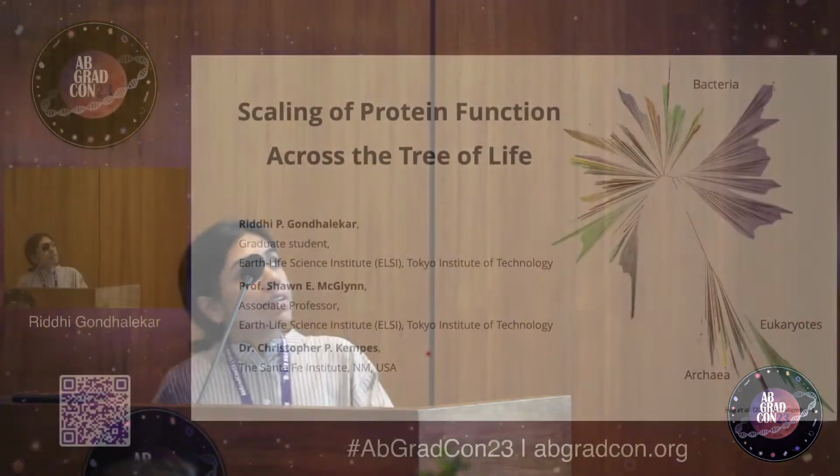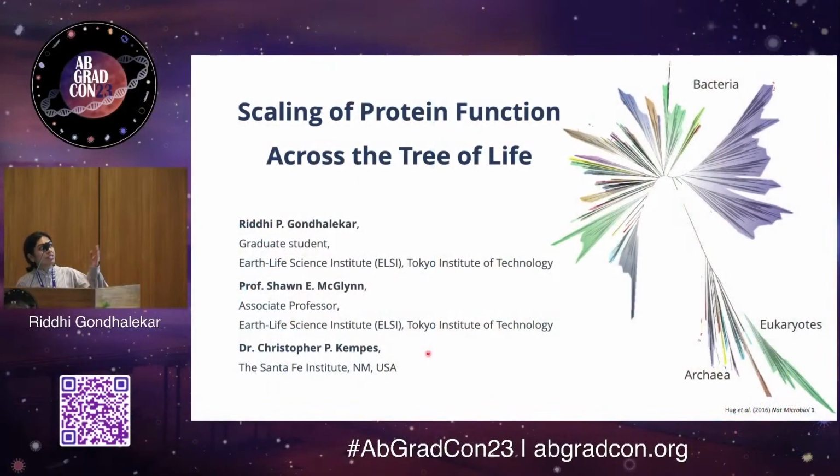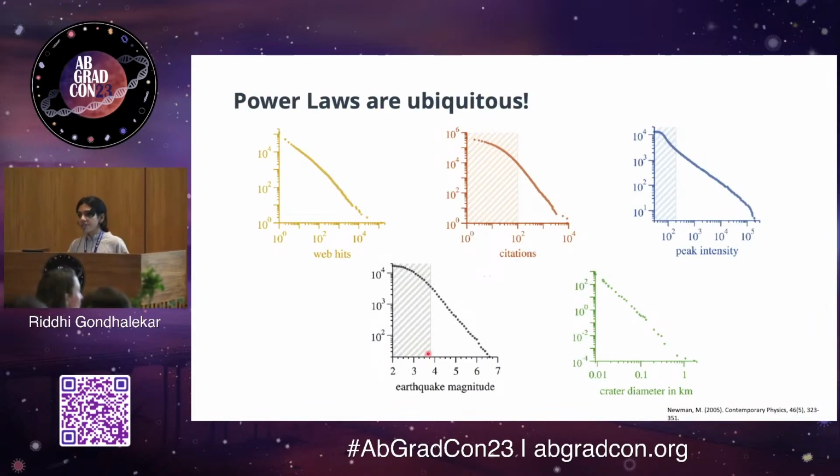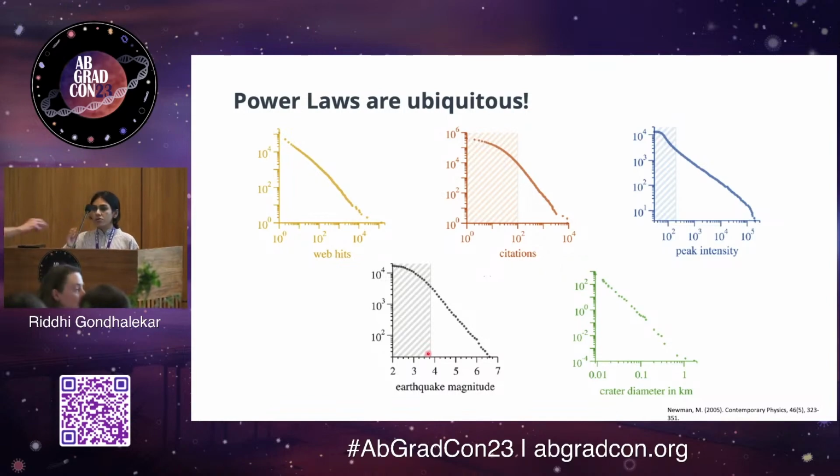In our study, we have tried to understand scaling of protein function across the tree of life and the mechanisms that might have led to the species diversity on the tree of life right here. So we study scaling using power laws, and power laws are found everywhere. If we consider the number of web hits on a web page in a given period of time, or the earthquake magnitude in an area over a given period of time, many natural and man-made processes follow power laws.